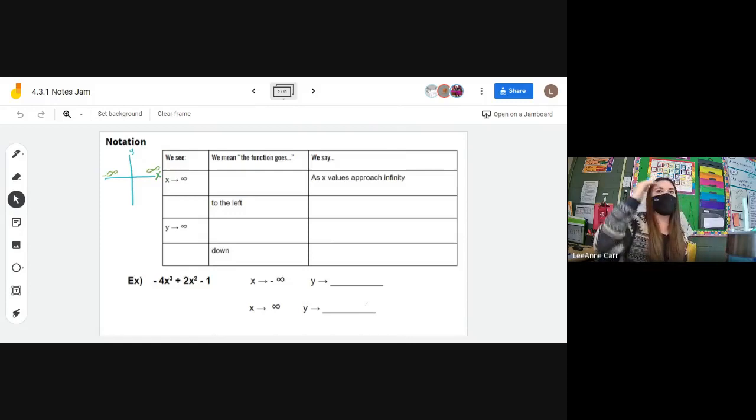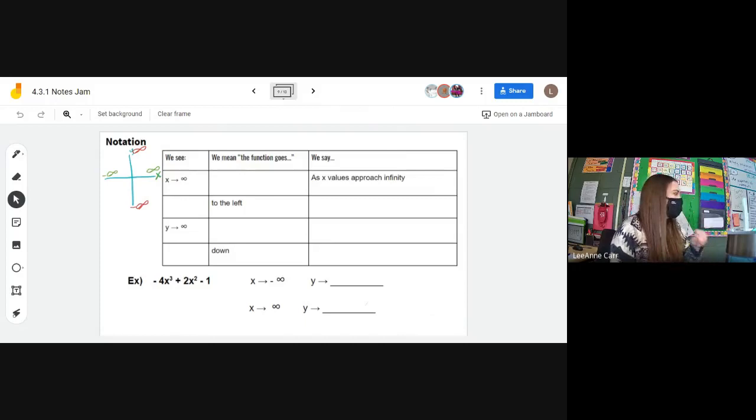We do the same thing with our y-axis. If I keep moving up, my numbers are getting larger and larger the farther I move up. So I am getting closer to a positive infinity if I go this way. And then if I keep moving down, my numbers are getting smaller and smaller. They're getting more negative. I'm moving closer to a negative infinity.